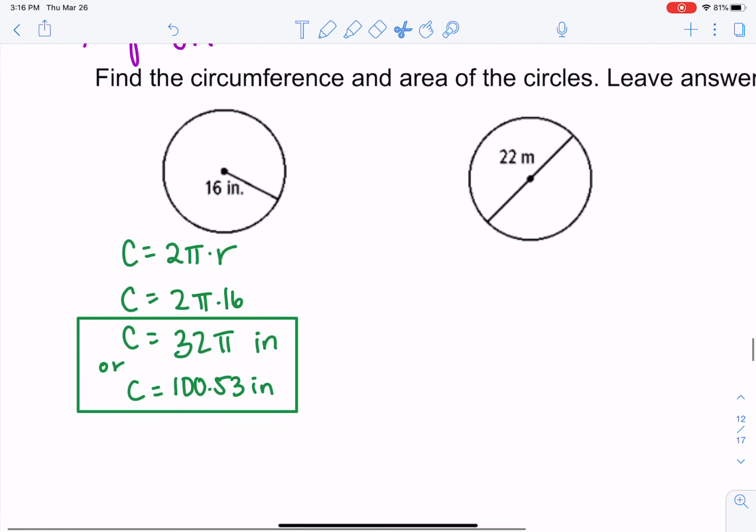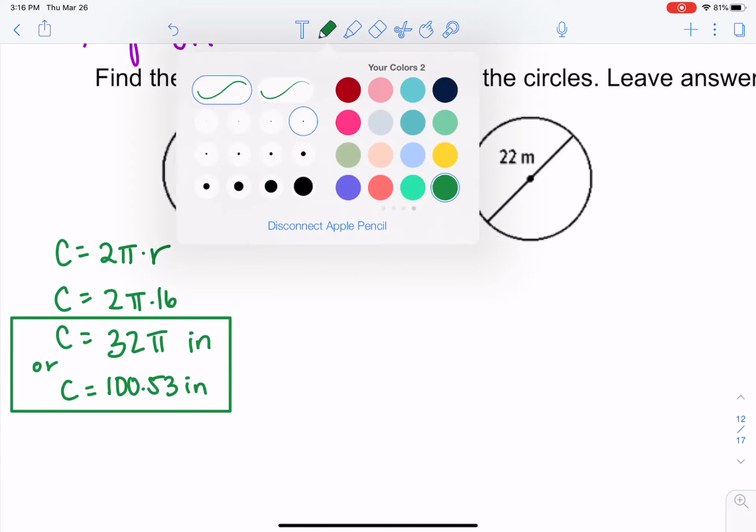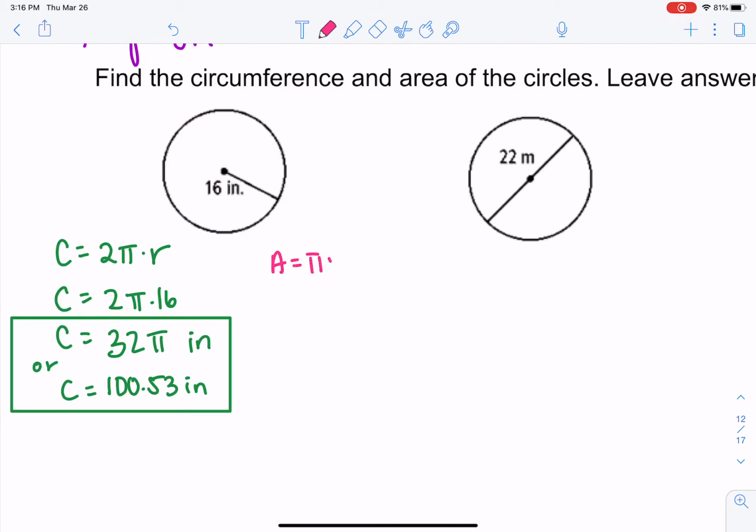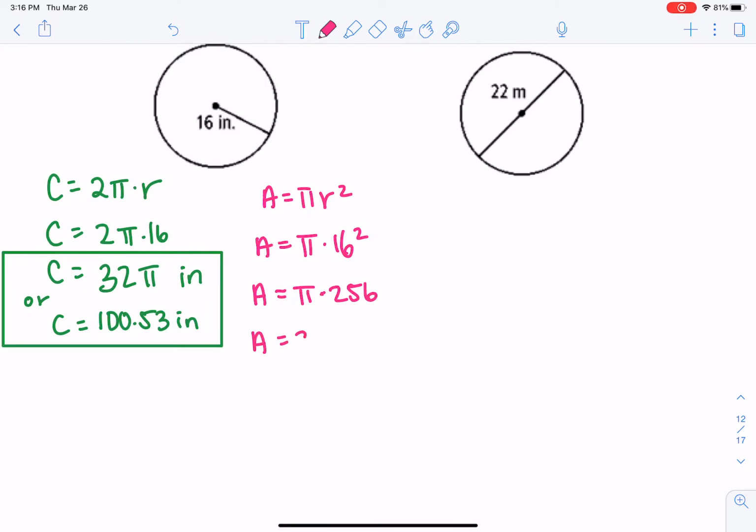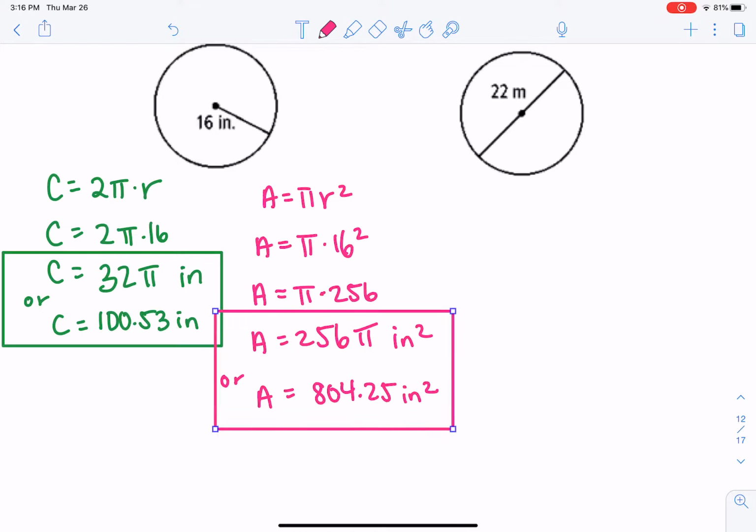The area of this guy would be pi r squared. So pi times 16 squared. Again, square the 16 first because of order of operations. So you have pi times 256, or the area is 256 pi. You can leave it like that, inches squared. Or if you'd like to get a decimal, just multiply that by pi in your calculator, and you'll get 804.25 inches squared. I think we've done this a lot before. I just wanted to give you guys a little refresher.